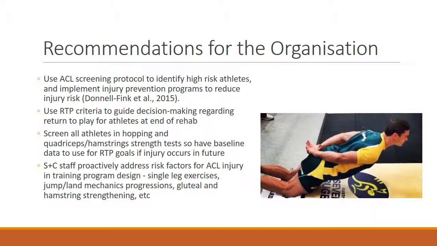In terms of the athletes in rehab, I would love for them to use that return to play criteria to help guide their decision making about when their athletes return to play. And I think that they should also try screen all their athletes in hopping and quadriceps and hamstring strength tests, so they have a bit of baseline data to use when and if an injury does occur. And also, I think that they should just continue, as they have been, to design a strength program that addresses a lot of these risk factors. So we're talking including single leg exercises for that control, jump and landing mechanics, and hammy and glute strengthening. So as they do, I think they should continue doing that.